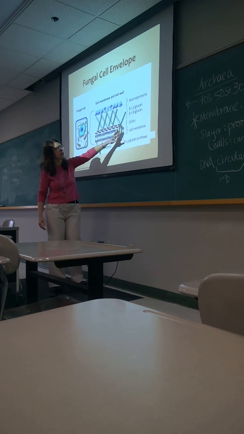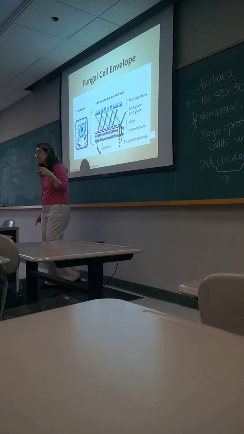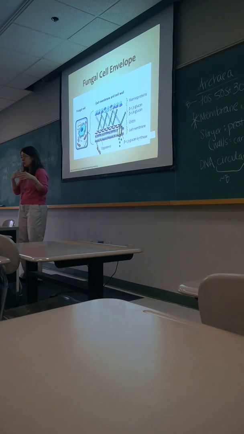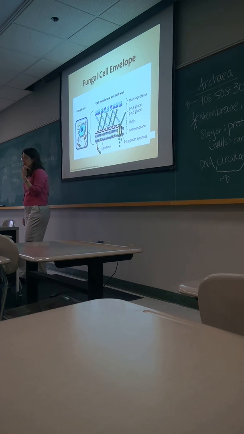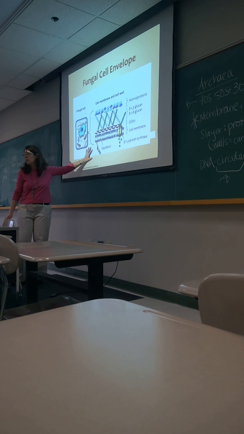Do you guys know where else you find chitin? Excellent. So in insects, shrimp, crab, lobster, all of those jointed appendage guys have chitin. But the only place that you'll find chitin and ergosterol together is in fungi. Any questions about this?